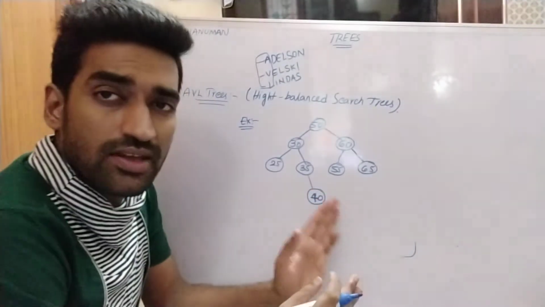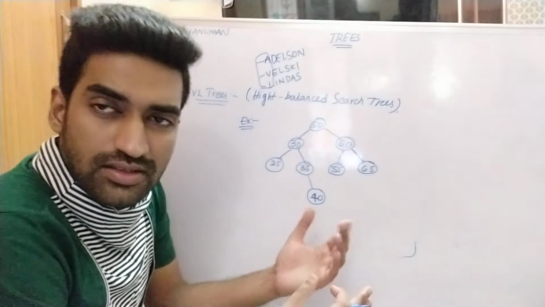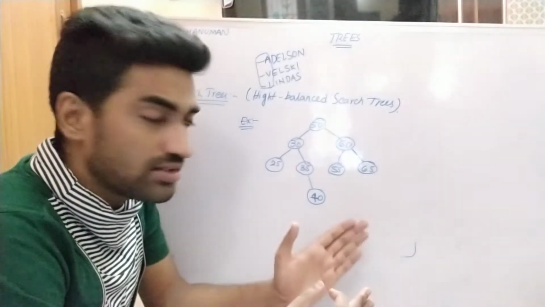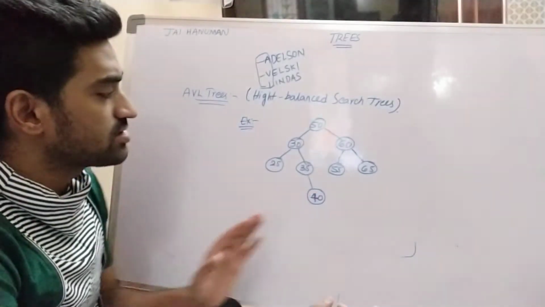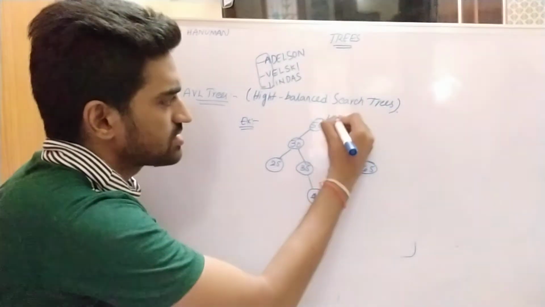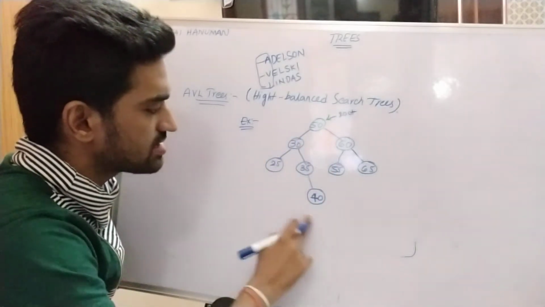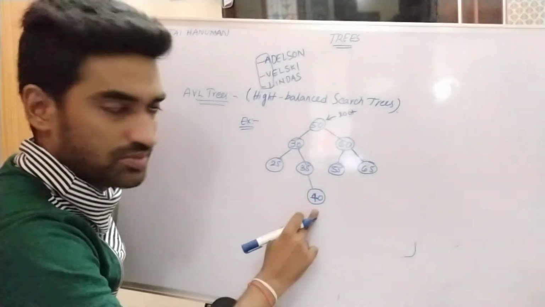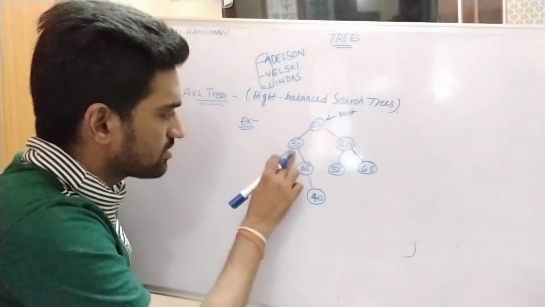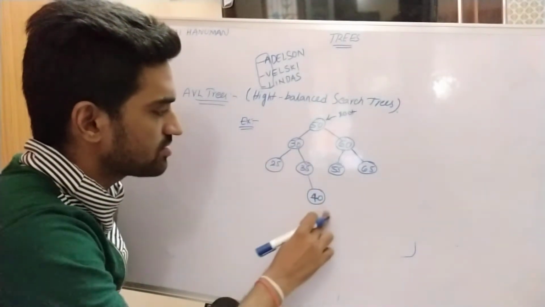A tree is said to be an AVL tree if it satisfies the property of a binary search tree as well as the balancing factor of each and every node is 0, 1 or minus 1. First of all, we check whether the tree is a binary search tree or not. Here the root is 50. When compared to the root, all the elements with less values are present in the left subtree, and greater values are present in the right subtree.